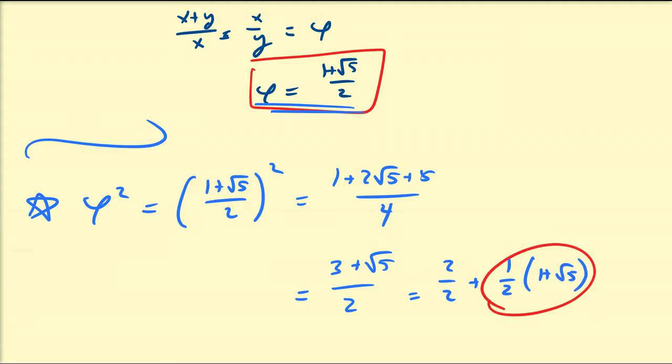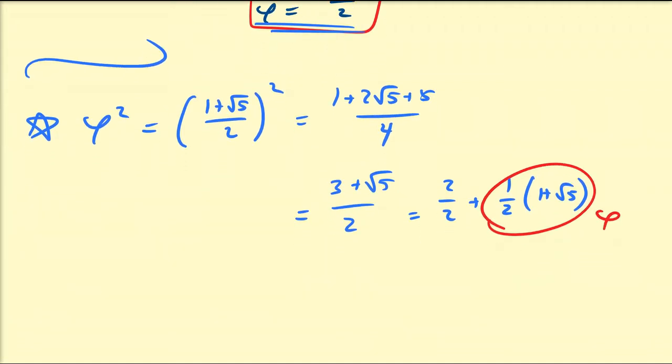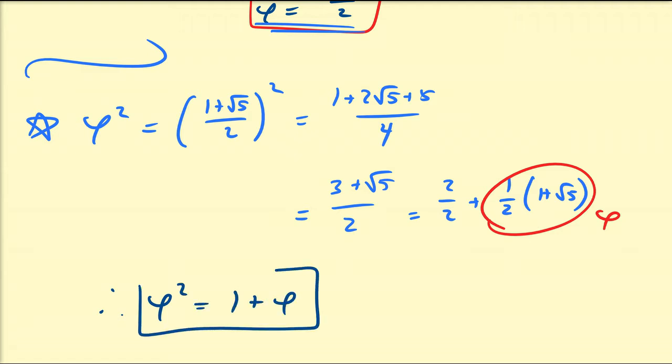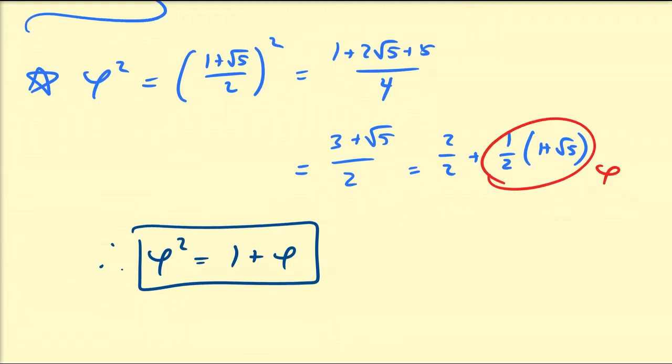So this value should look fairly familiar. That's just the golden ratio. So therefore, we have our first property. Phi squared is equal to 1 plus itself, which is fairly interesting because the square of this irrational number is equal to just that number plus a single unit, which is interesting.